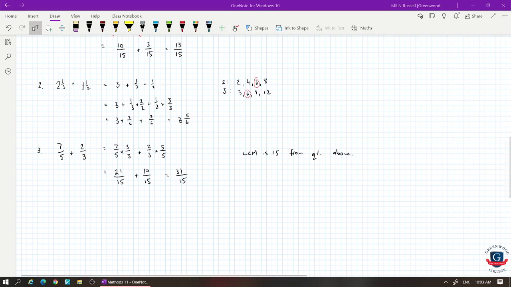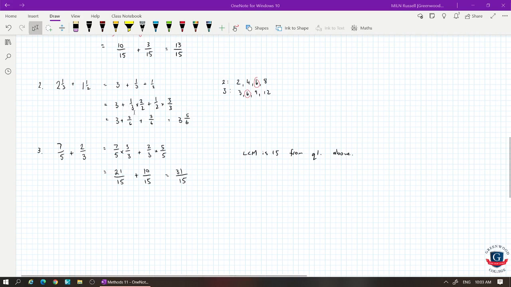I have 2 wholes here and 1 whole here. I'm going to add them together. That will give me 3 wholes in total, and then I'm going to have a third and a half, and I'm going to add those together at the end. Now when I'm adding fractions, I have to make sure that the denominators are the same. So the lowest common multiple of 3 and 2 is 6.